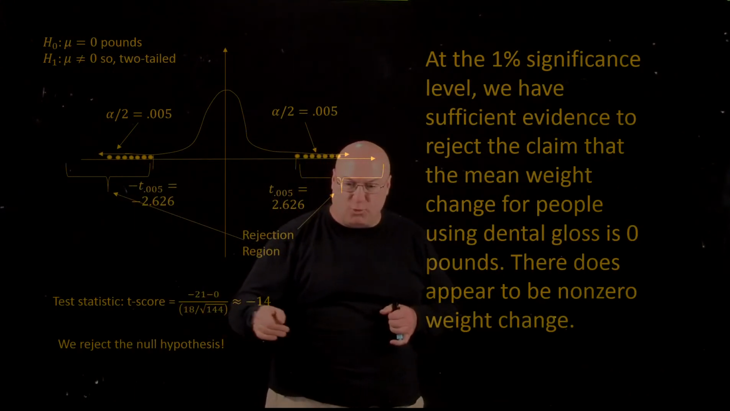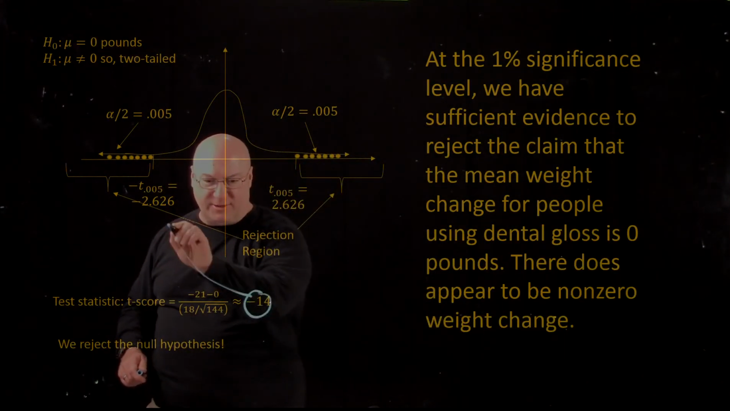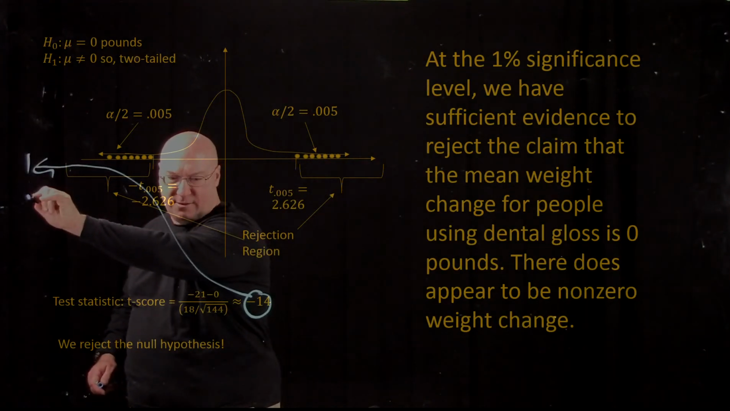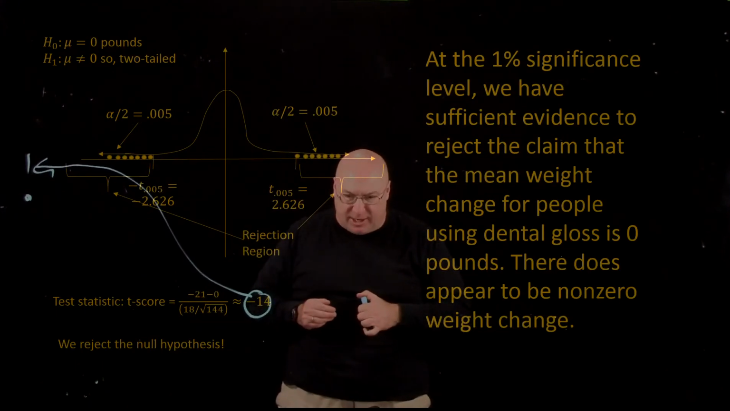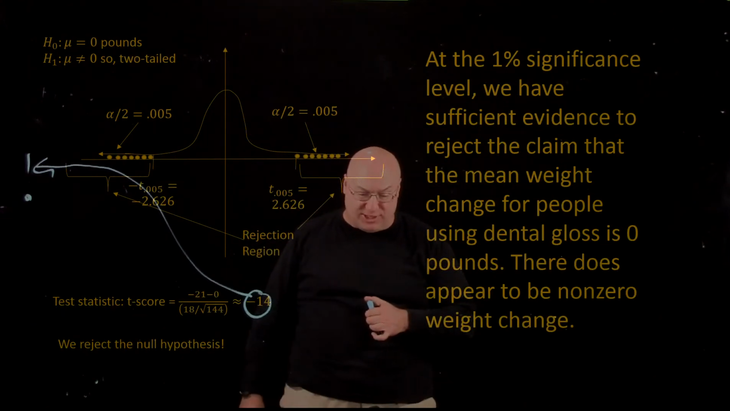Test statistic is just way the heck out there, way out there, too far even to put on the picture. So we're going to reject that null hypothesis. We're way out in the rejection region.